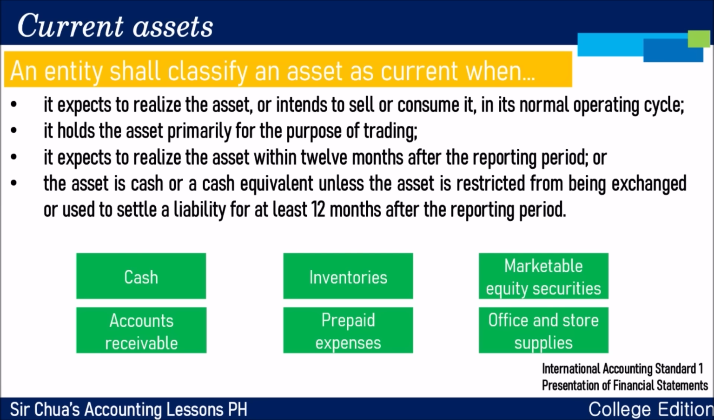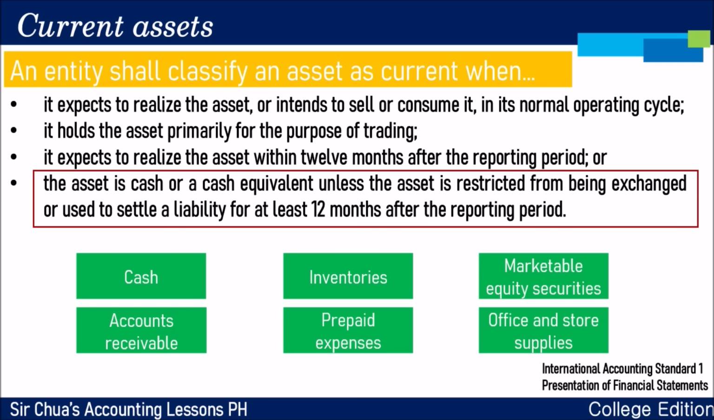Sa mga nakapag-take po ng Fundamentals of ABM Part 2 in their senior high school, this is something that you already know naman na talaga, no? But although we don't have a specific accounting standard that relates to cash and cash equivalents, it is expressly stated in paragraph 66 of IAS 1 that cash and cash equivalents are current assets. Now, the main question is what items are included in cash and what items are included in cash equivalents.